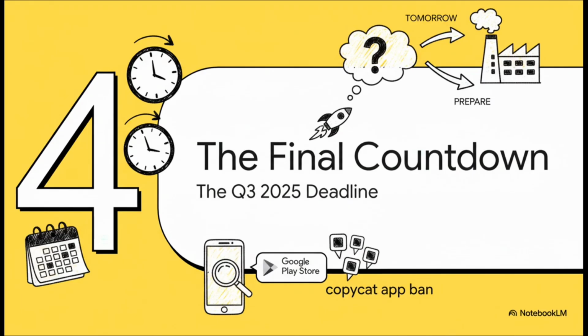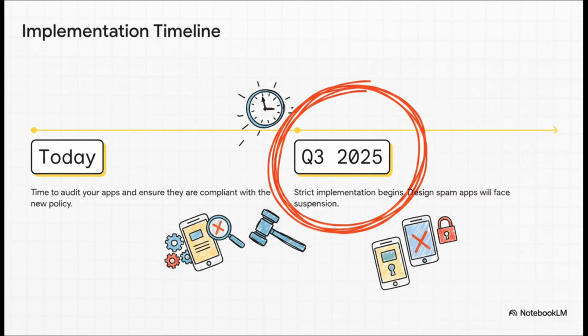Is this happening tomorrow, next week, or do you have some time to prepare? Here it is, the key date you absolutely need to circle on your calendar. Strict implementation begins in the third quarter of 2025. This is not some far-off hypothetical problem. The clock is officially ticking, and when that deadline hits, apps and games that get flagged as design spam are going to face suspension, period.